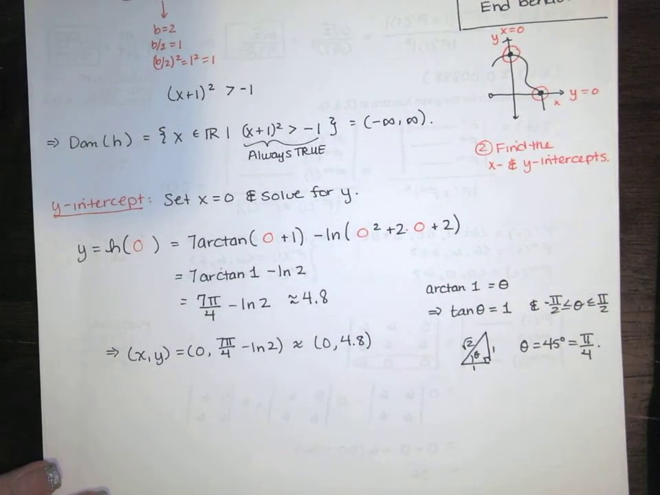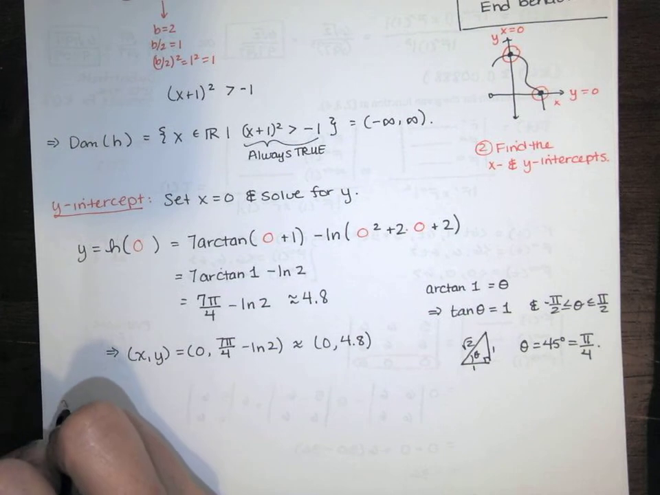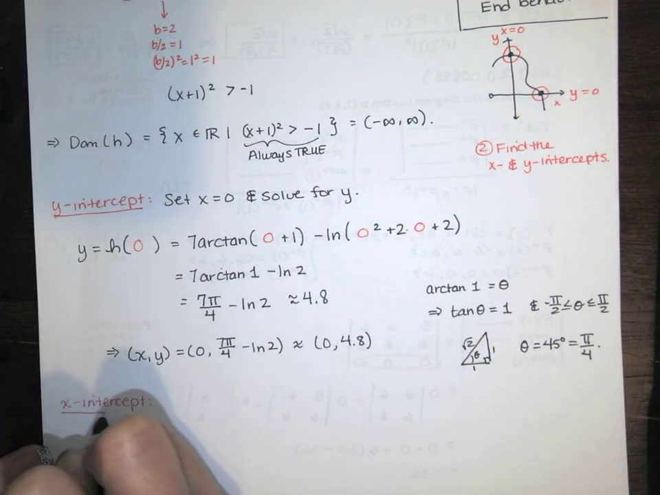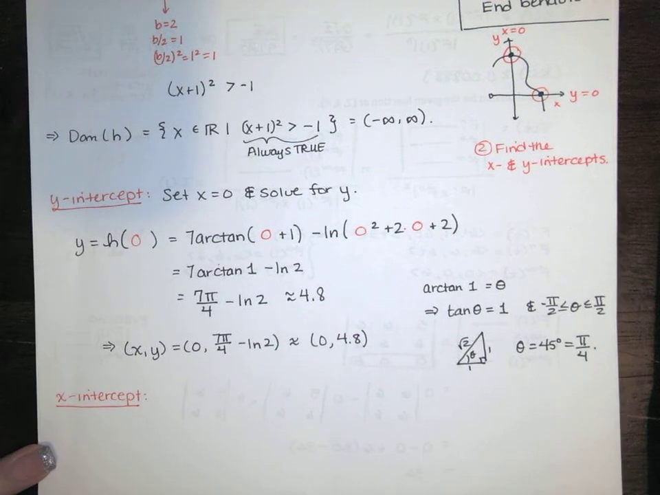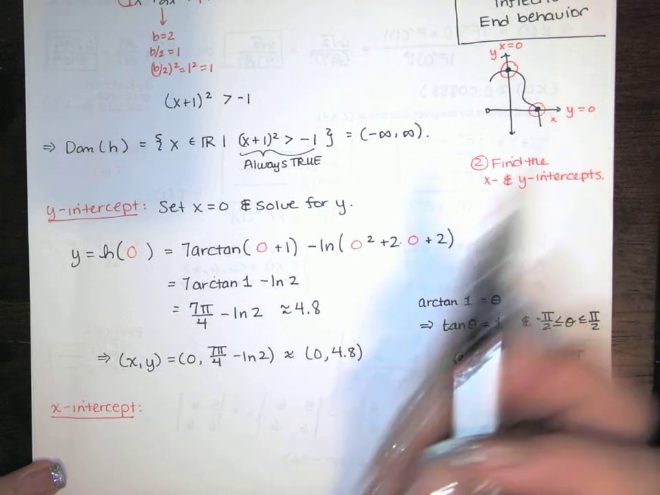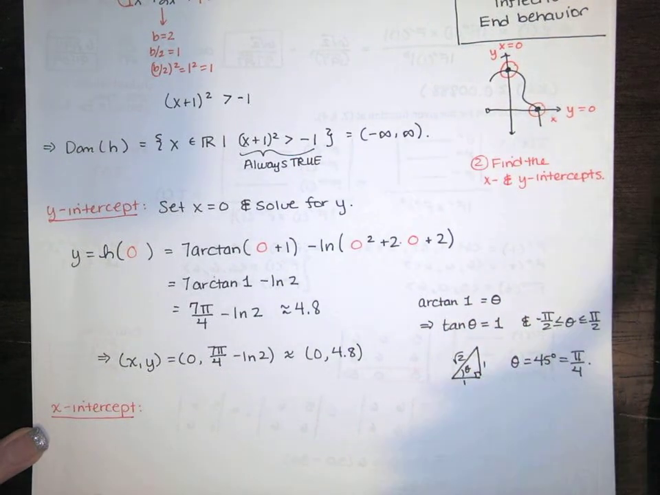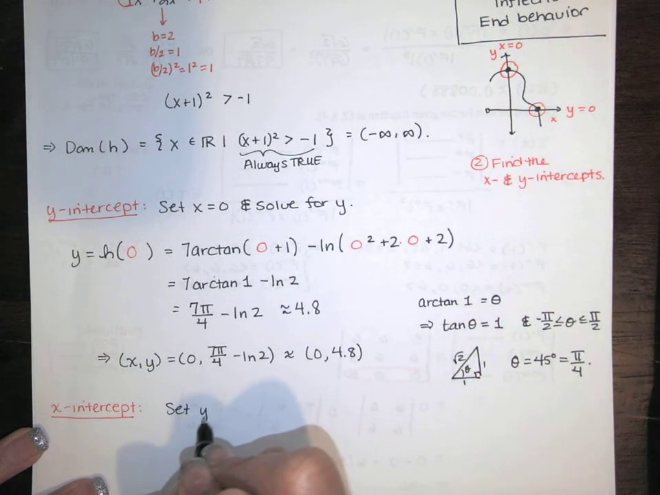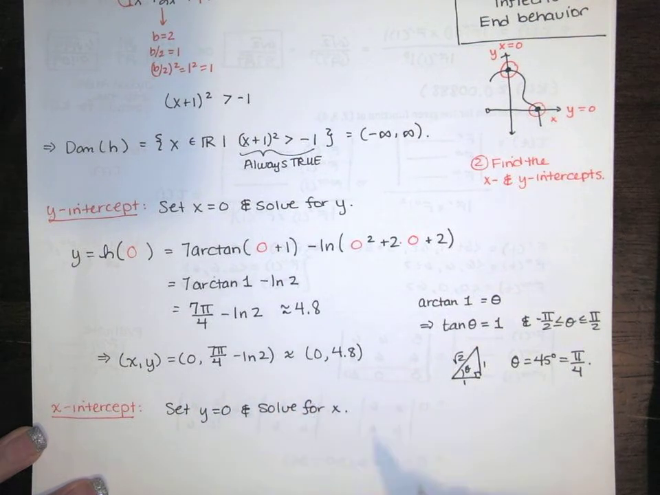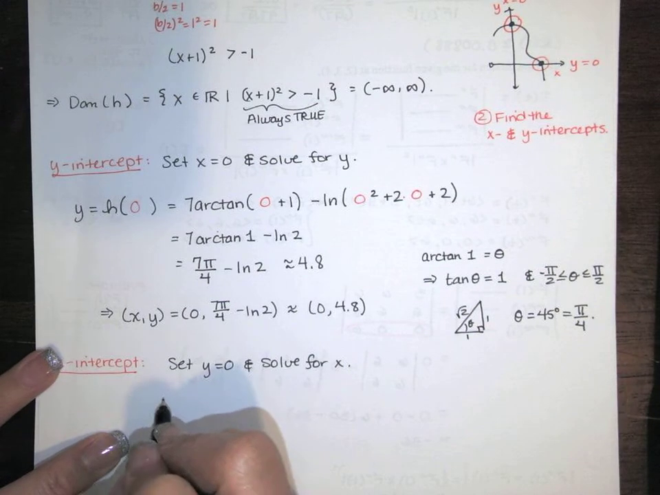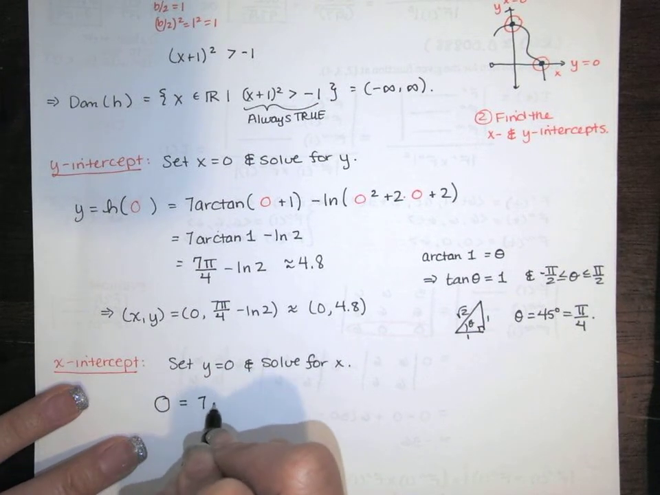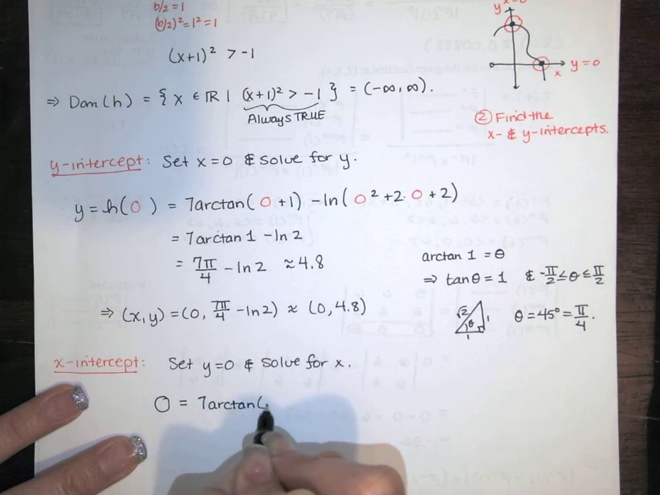To figure out where the graph crosses the x-axis, that's going to be a little bit harder for us. In principle, it's easy, but it's a little bit tricky in this case. I need to set y equal to 0 and solve for x. You might say, that's not too bad. Well, yeah. I'm replacing h of x with 0. But now I'm trying to solve this equation.